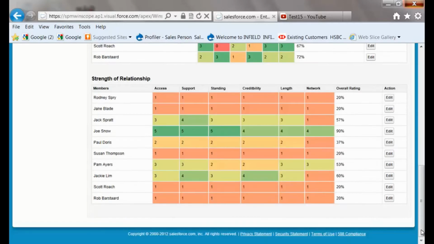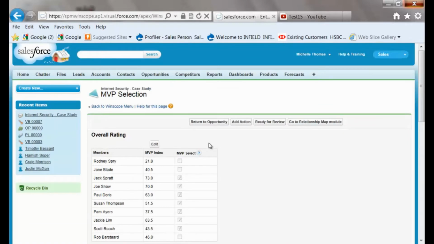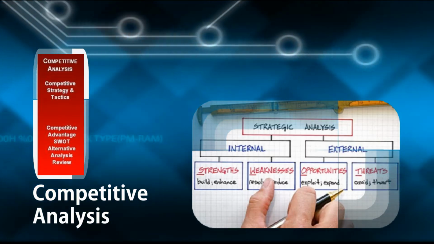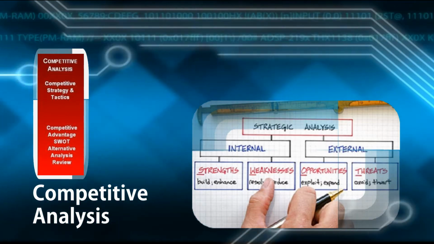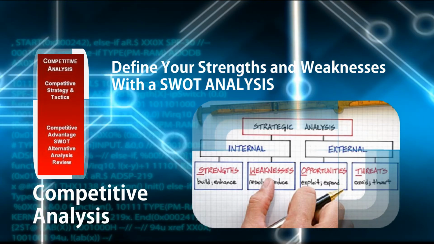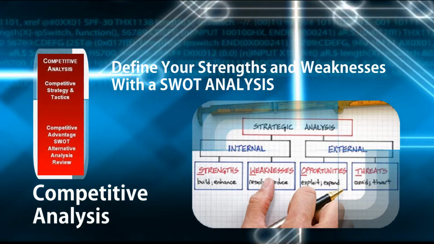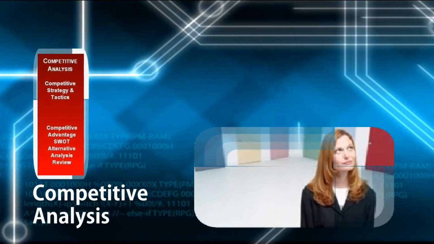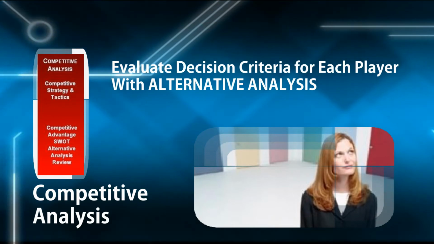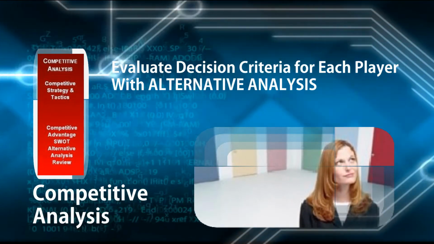Consider also the strength of relationship for each. Applying these characteristics to your contact options in the target opportunity helps you select the optimum group to target. Knowing where you stand versus your competition begins with exploration of your competitive advantage and using a SWOT analysis, defining where your strengths and weaknesses are likely to be in this opportunity.